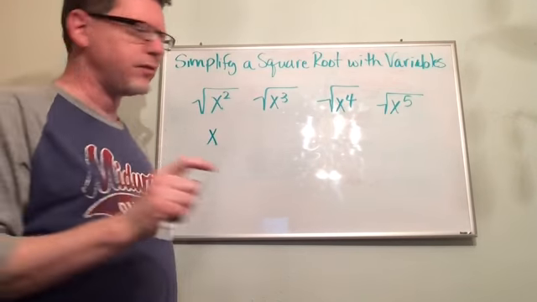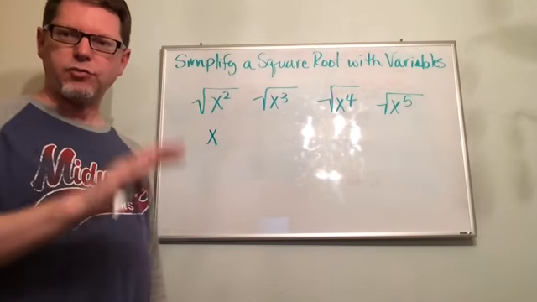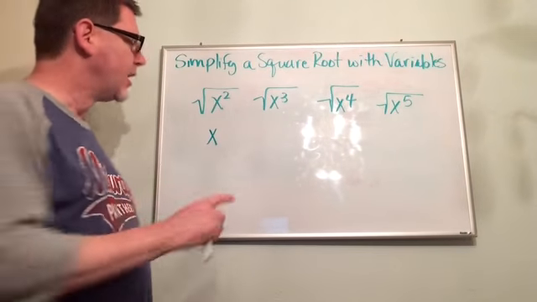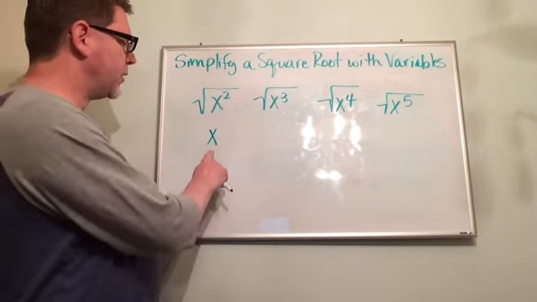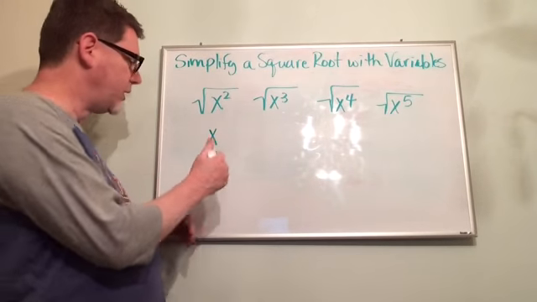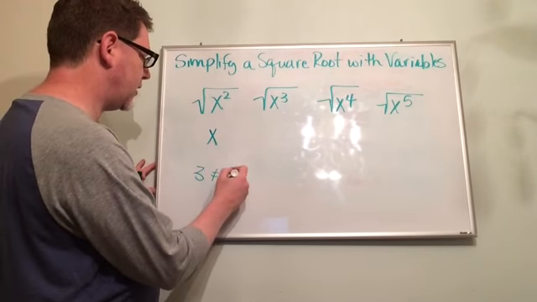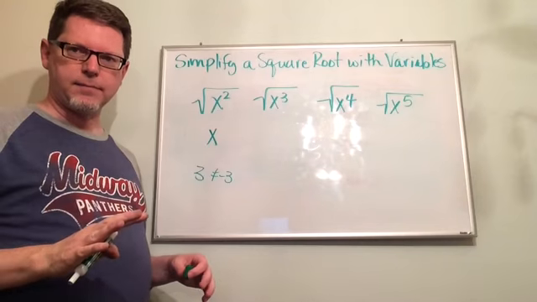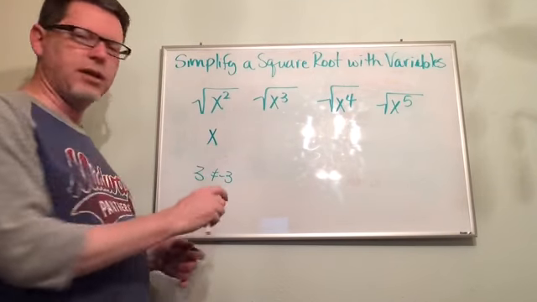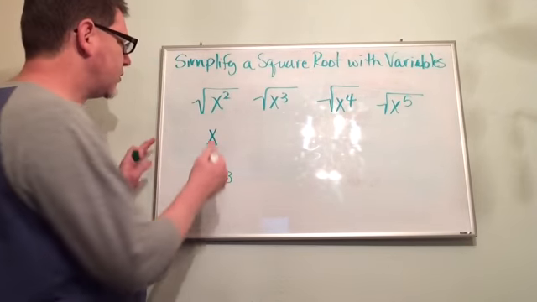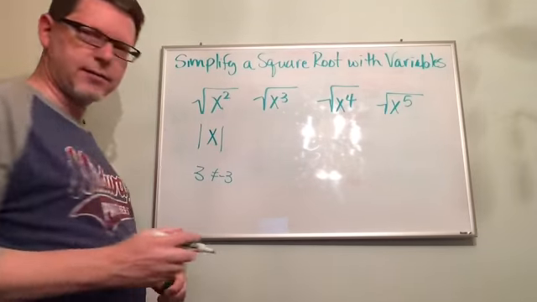Now let's say we take the square root of 9. The square root of 9 could be 3 or negative 3. But since it could be 3 or negative 3 and both of those could be x, 3 does not equal negative 3, so I can't just leave it as x. Because x could be 3 or x could be negative 3, but I can't say they equal each other. So in this case, I have to put the absolute value of x.